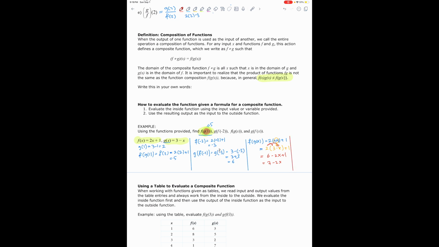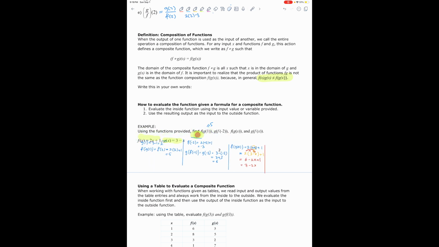And last but not least, I'm going to shrink all of that. Move it to the side. And now the last expression, I have g of f of x. G of f of x basically means we're going to write the function g of x, replacing each x with f of x. Now I know what f of x is, so 3 minus, and then I'm going to put f of x in between the parentheses, which is 2x plus 1.